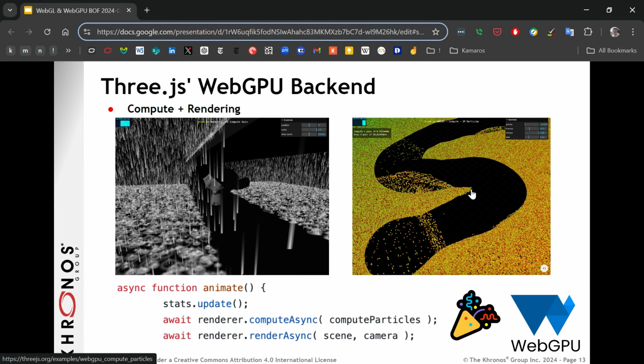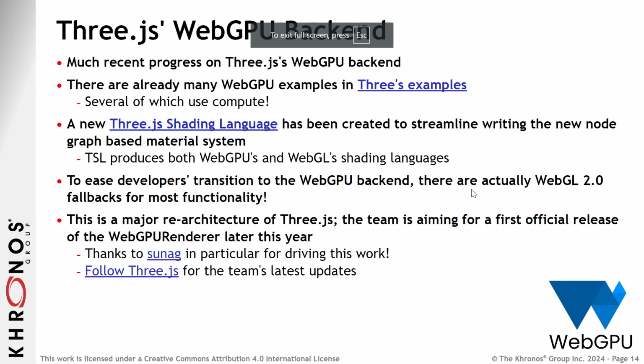And check it out, all right? This is the code: async function animate, and then await renderer.computeAsync. Yes! All right, finally, compute in Three.js on the web. It's very, very exciting. So there's been a lot of progress here. If you didn't know, Three.js is really the most popular 3D library on the web by a long shot.